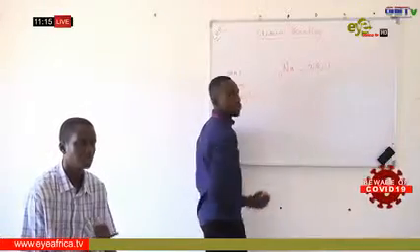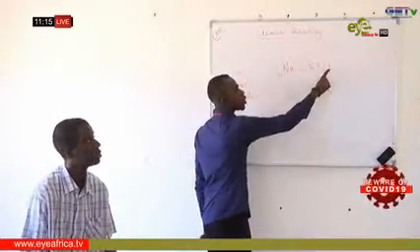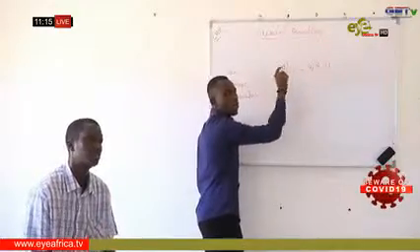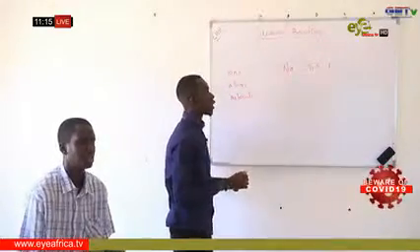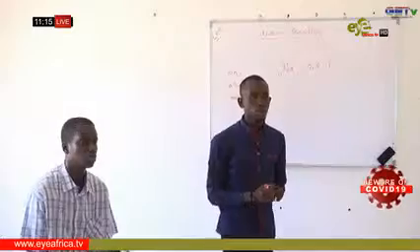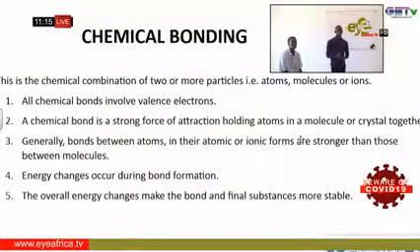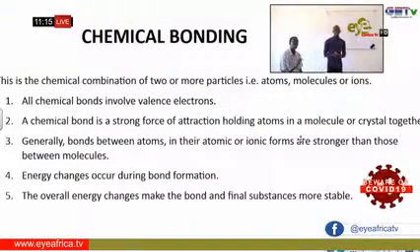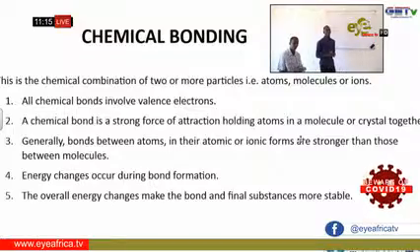Will participate in the bonding. But only the electrons on the outer shell will participate in the bonding, and they are called valence electrons. A chemical bond is a strong force of attraction holding atoms in a molecule or crystals together.